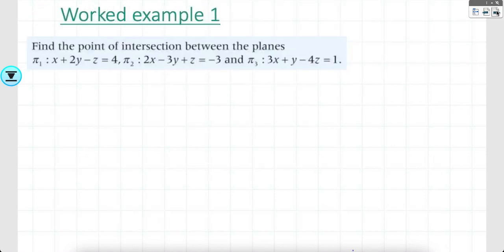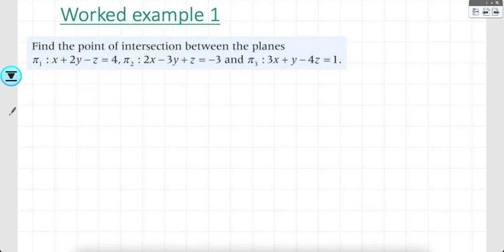So let's go through this example. I need the point of intersection between the planes. They're already telling me that it's the first situation where they meet at a single point, not a line, a single point. So how would you solve this in this case? Well, you solve it like a normal system of three equations. You start by trying to eliminate values.